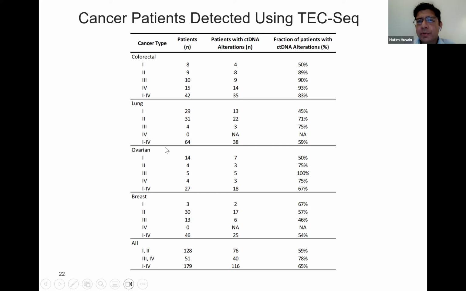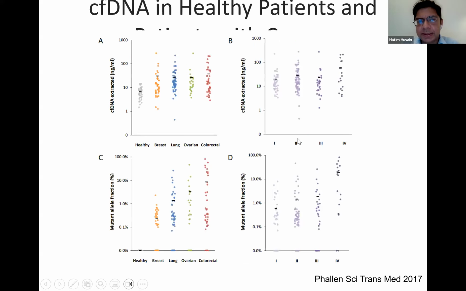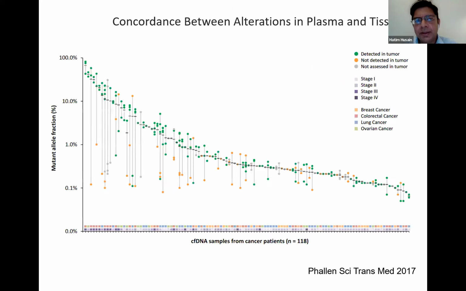Yeah, no, and I think that's an important point. Here shows some of the work we did with this assay known as TEC-Seq, where if you look at stage 1 lung versus stage 2 versus stage 3, the sensitivity for finding ctDNA alterations increases based on the burden of disease. Here actually shows, looking across a variety of different cancers, stage 1, stage 2, stage 3, and stage 4, in general, stage 4 patients will have more detectable ctDNA, even with comparable cfDNA. So really it's kind of mutation specific due to the cancer.